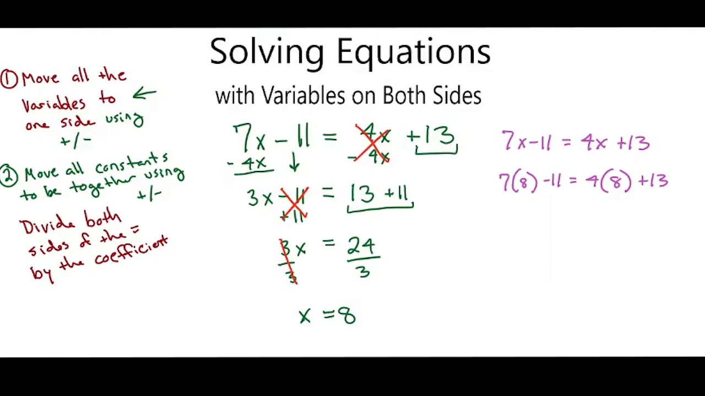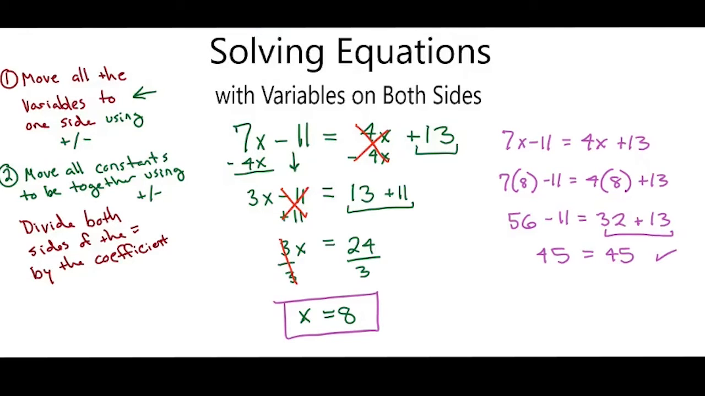So I have 7 times 8, that's 56, minus 11 equals, well, 4 times 8 is 32 plus 13. 56 minus 11, that's 45, equals, well, 32 plus 13 is also 45. Check. Looks like our solution is correct. So that means our final solution is x equals 8.